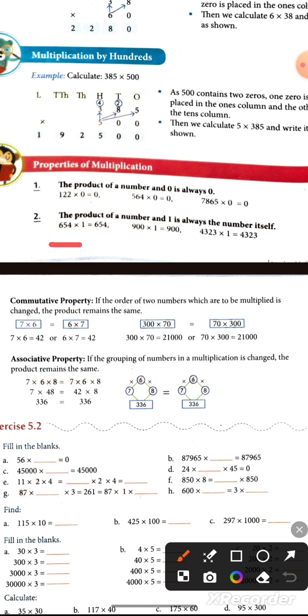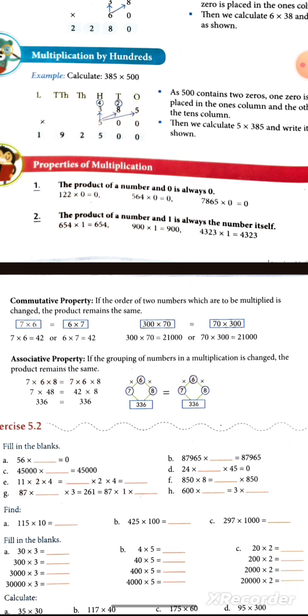Okay, now come to the second property. The product of a number and 1 is always the number itself. If you multiply any number by 1, the answer will be that number itself. For example, if I multiply 654 by 1, then the answer will be 654. If I multiply 900 by 1, the answer will be 900 itself.